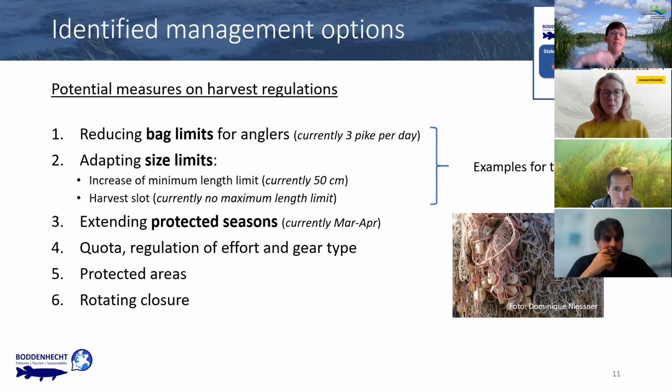And then they identified several management options. So around 50 management options, including habitat improvements, stocking, and as shown here, harvest regulations. And I will focus today here on the suggestions of reducing the bag limits for anglers, which is currently 3 pike per day, and adapting the size limits. Currently, we have only a minimum length limit of 50 centimeters.